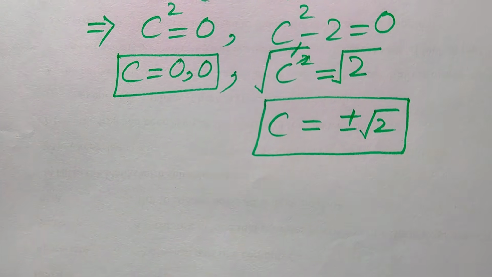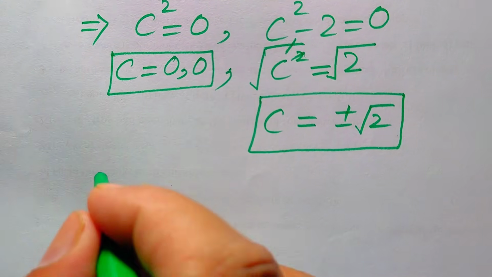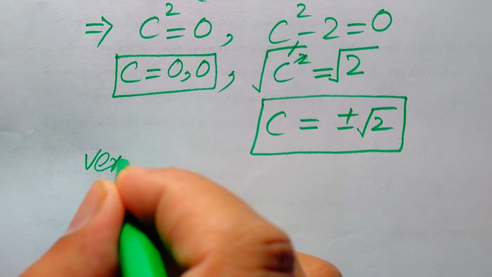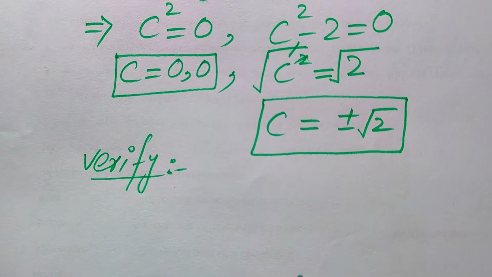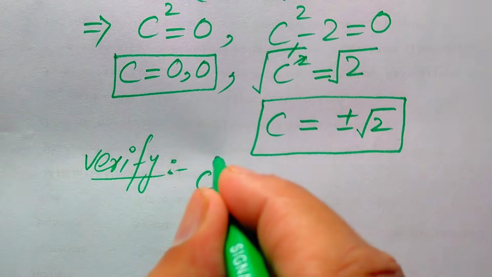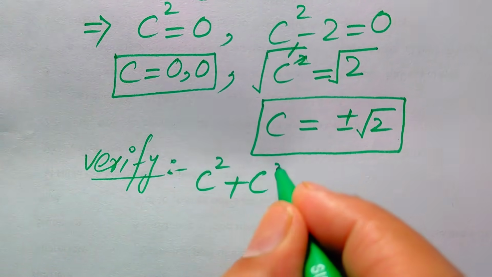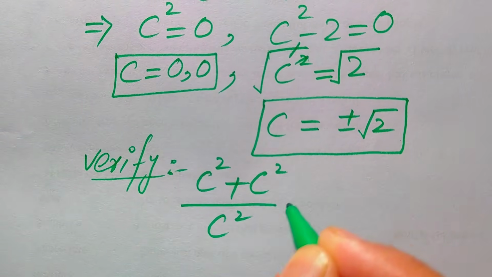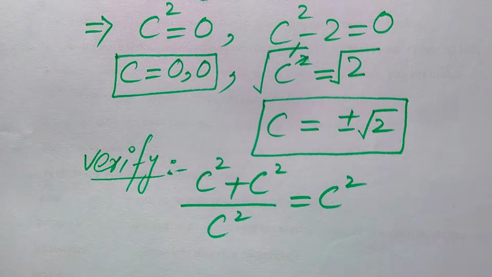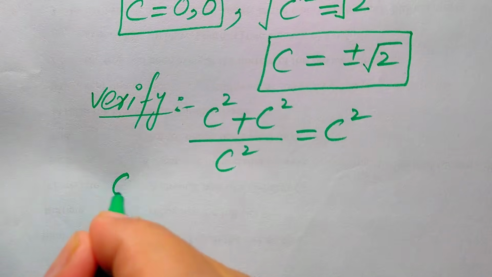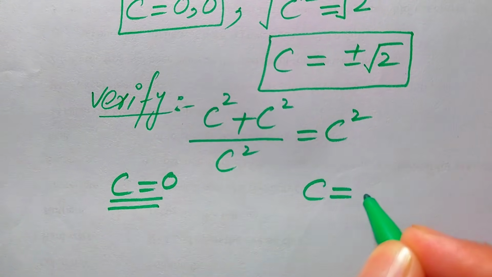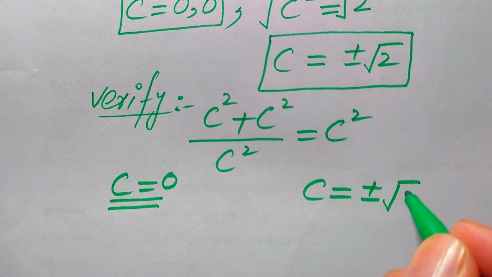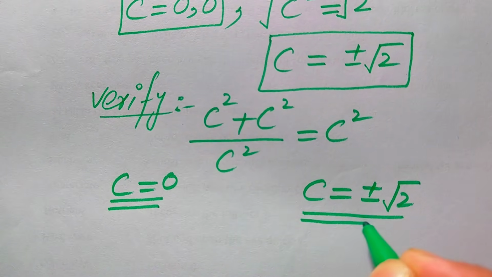Now in the next step, we need to verify whether these roots are solutions or extraneous roots. For verification of these roots, we need to copy down the given question statement here. It is c square plus c square divided by c square equals c square. On this side, we will verify c equals 0, and on this side, we will verify c equals plus or minus square root of 2.